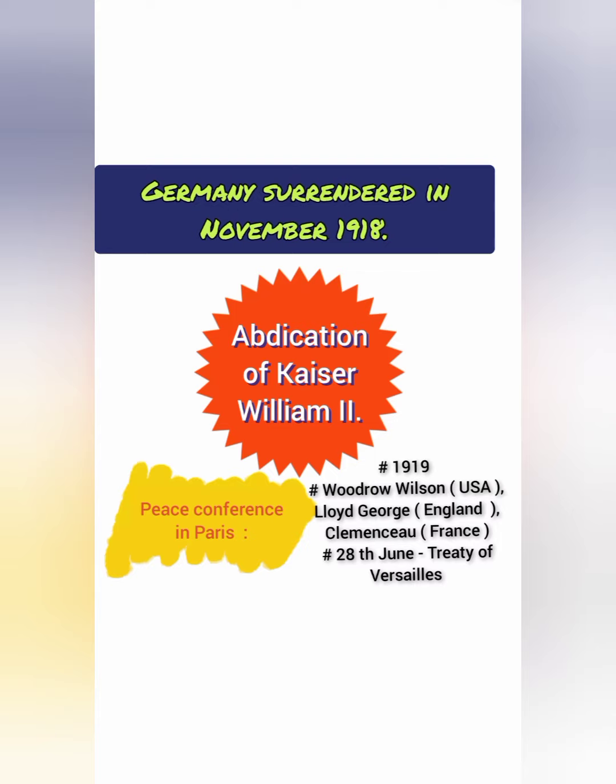The peace conference opened in Paris in the year 1919. Woodrow Wilson of the United States of America, Lloyd George, Prime Minister of England, and Clemenceau, Prime Minister of France, played a very important part in the deliberations. Faced with the threat of renewed war, the German government was forced to agree to the terms. On 28th June 1919, the peace treaty was signed in the Hall of Mirrors at Versailles.